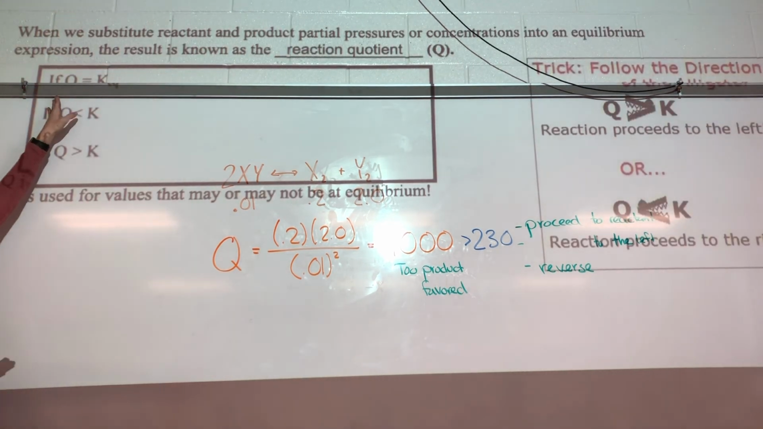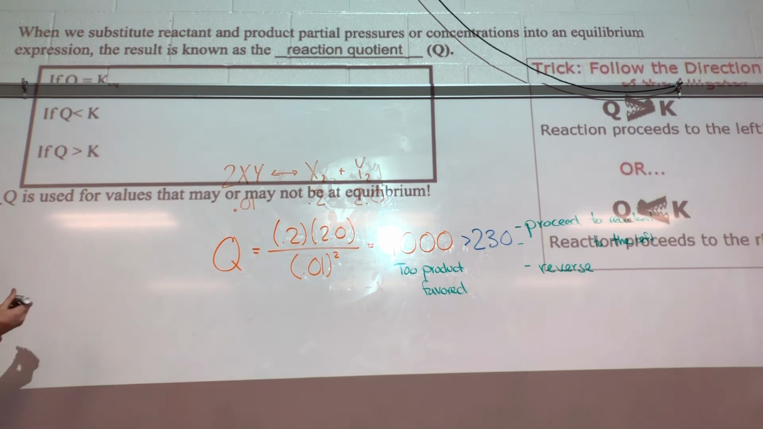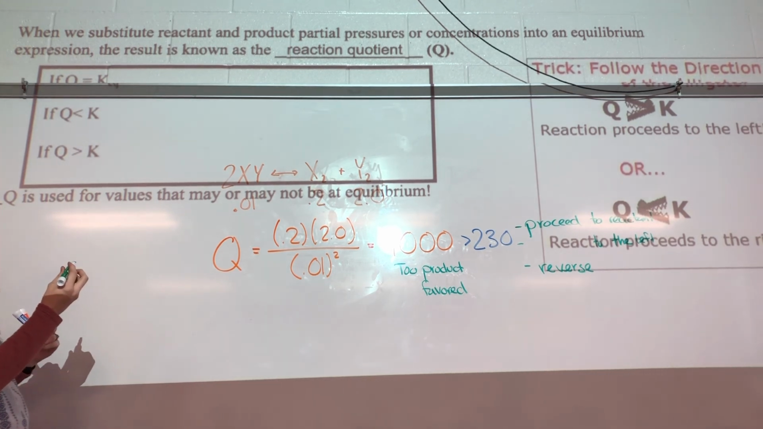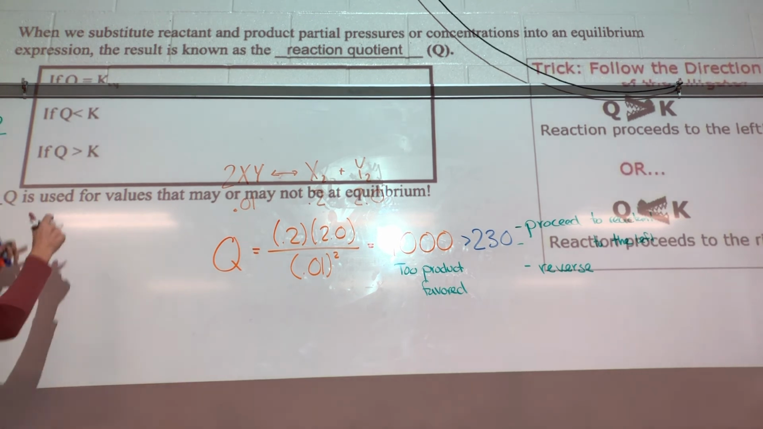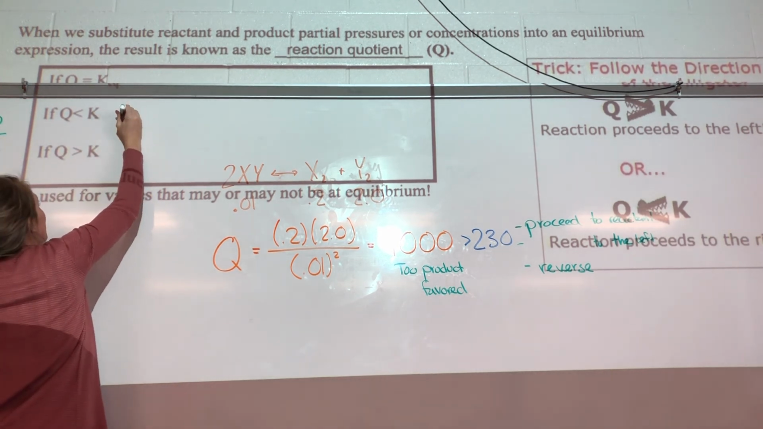So if Q were to equal K, let's say you solve for Q and it equaled 230, what does that tell you? You are at equilibrium. You got lucky with what you poured in and it's not going to change. But if Q is less than K, meaning it needs to get bigger, what do I need more of? Remember, K is products over reactants, so if I need it to get bigger, you need more on the top. So if Q is less than K, you need more products.